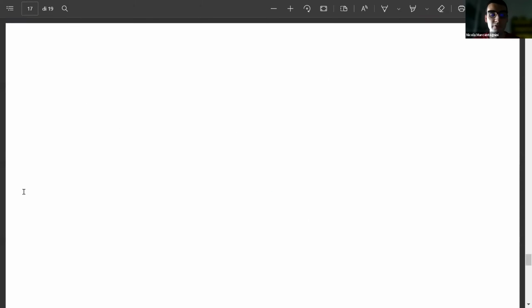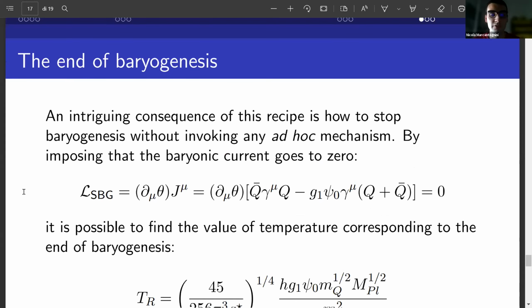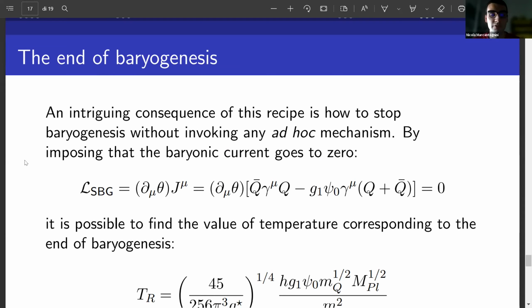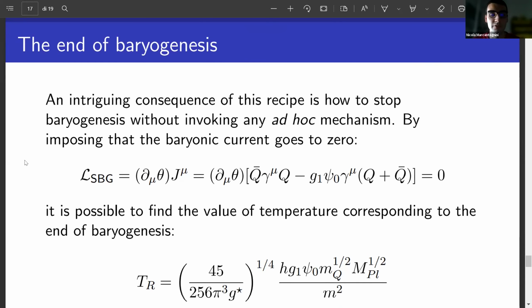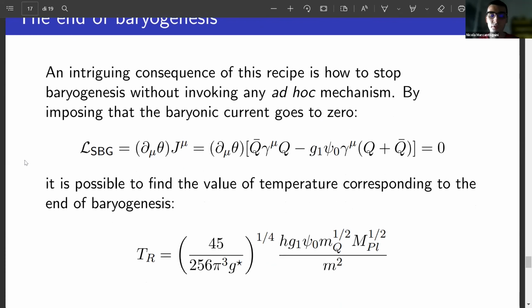As far as the end of baryogenesis is concerned, an intriguing consequence of the recipe is that we are able to stop it without invoking any ad hoc mechanism. Indeed, by imposing that the baryonic current goes to zero, it was possible to find the value of temperature corresponding to the end of baryogenesis, which is this one.